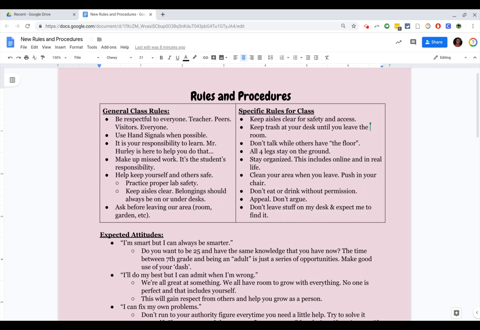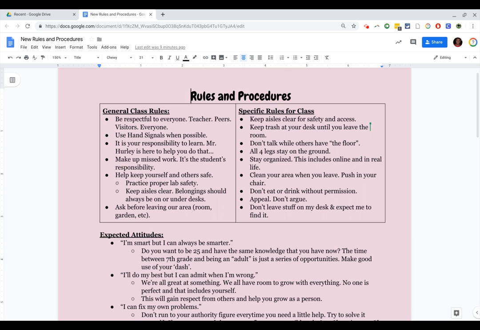So, general class rules. None of these should be crazy to you. These are things that oftentimes are the class rules. Be respectful to everyone: to your teacher, to your peers, to visitors in the room. Everyone needs to be respected. I think most of these rules can be summarized in that: just show respect and expect respect. I will say yes sir, no sir, no ma'am, yes ma'am to you guys, and I expect you to say the same back. I expect you to say yes sir and no sir back, not the ma'am.